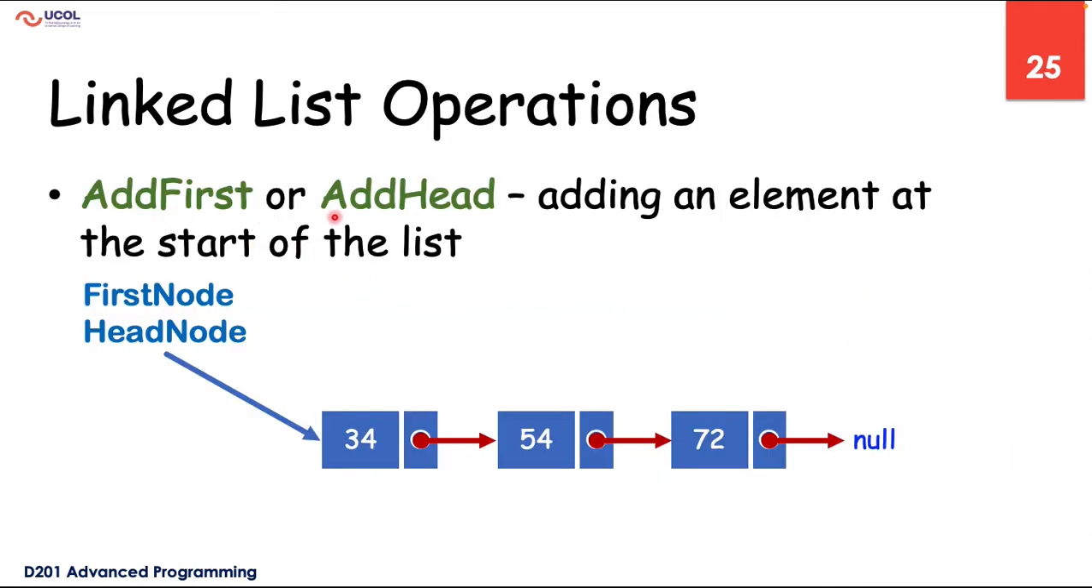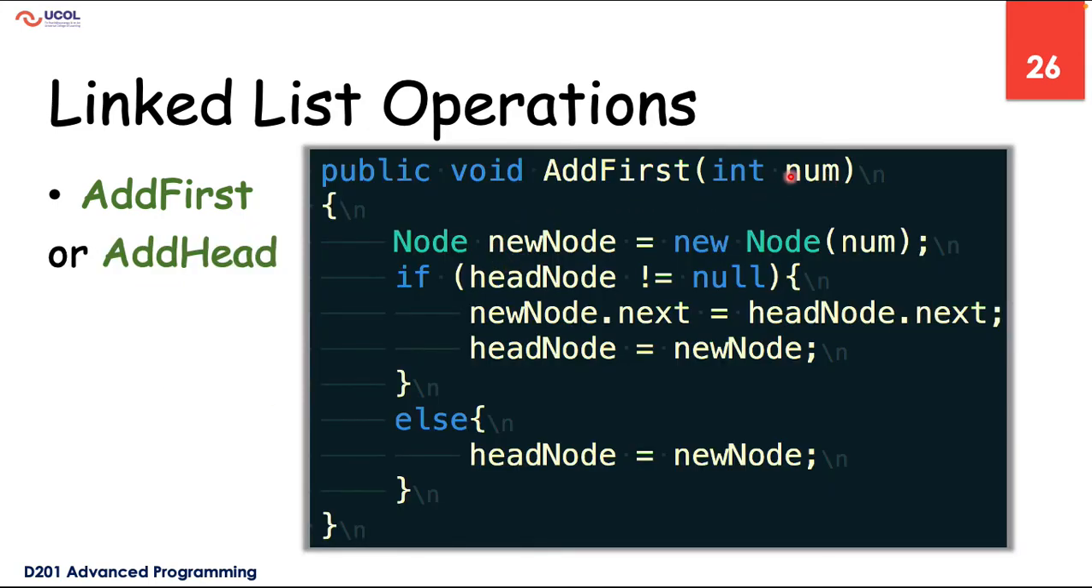Then we have addFirst, or adding an element at the start of the list. If we are doing that, we have that head node. So what we need to do is create a new node and then assign its next link to the first node, and then move the head node to this point. So how can we implement it? We say int num, that is, we are adding first. We are adding at the start of the list.